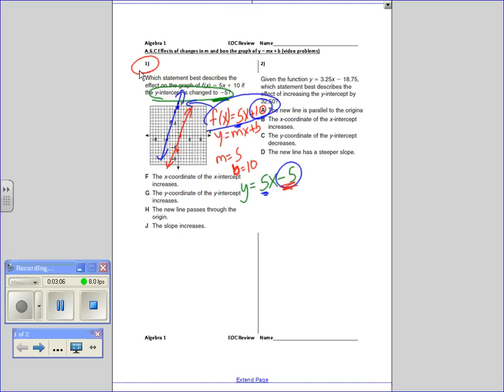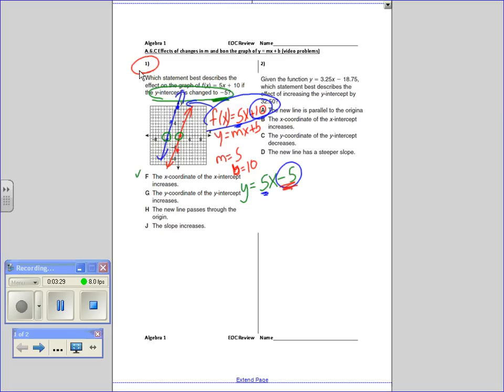Okay, now that I have them graphed, it's easy for me to evaluate my answer choices. F says the x-coordinate of the x-intercept increases. Yeah, it seems like it's about -4 when we start, and it goes to about a +1. That does seem to be an increase. Let's look at the other ones and see if they are possible.